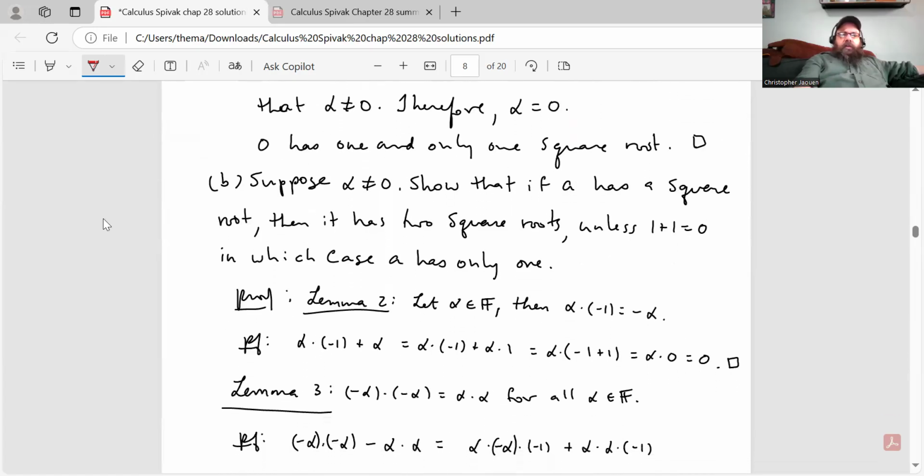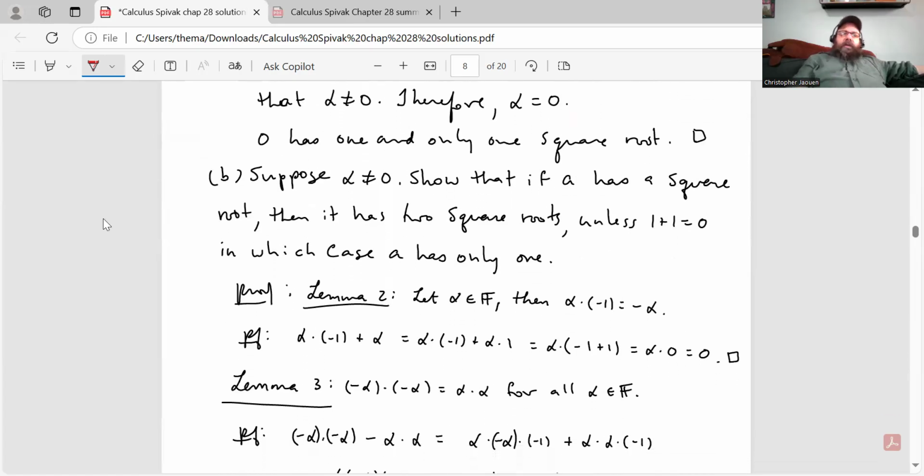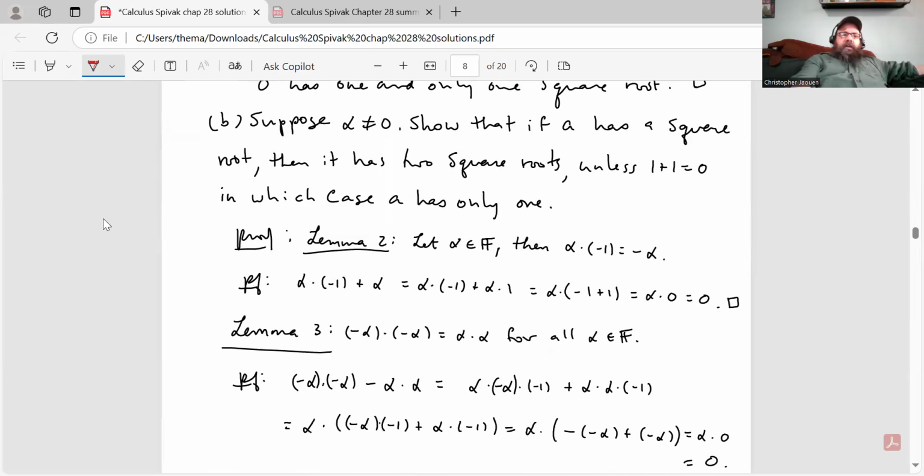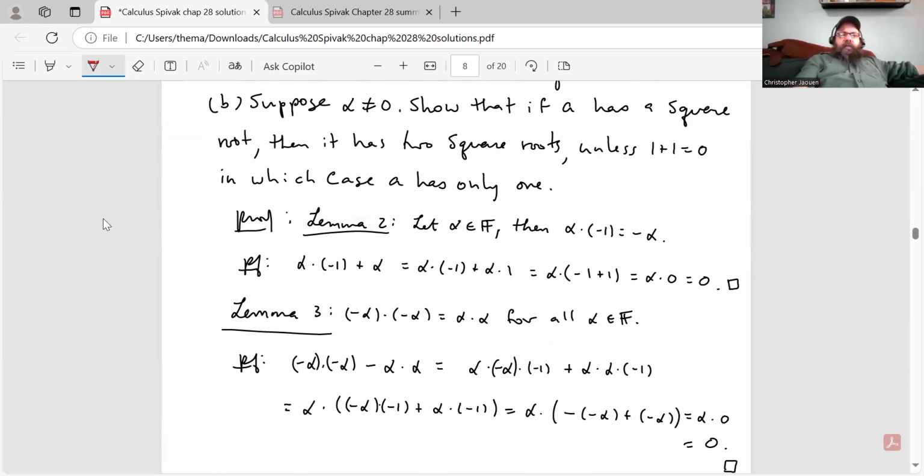Okay, part B, suppose that alpha is not 0. Show that if A has a square root, then it has two square roots unless 1 plus 1 is 0, in which case A has only 1. All right. Again, you need some lemmas here. I'll just read out the lemmas and you can pause your screen if you want to see the proofs. I've done these proofs in other places before, so I won't belabor them. But we do need these facts, and they aren't proved in the section in chapter 28.